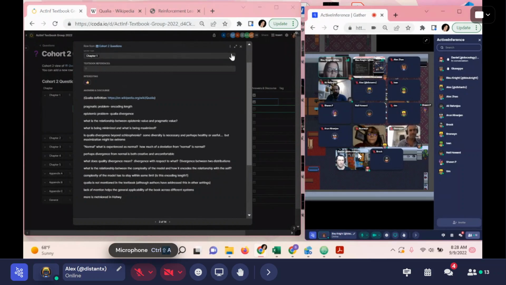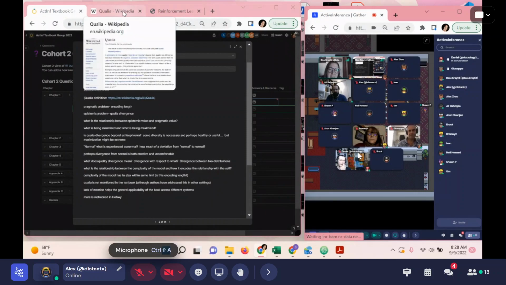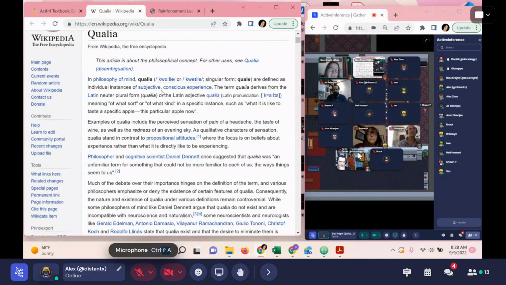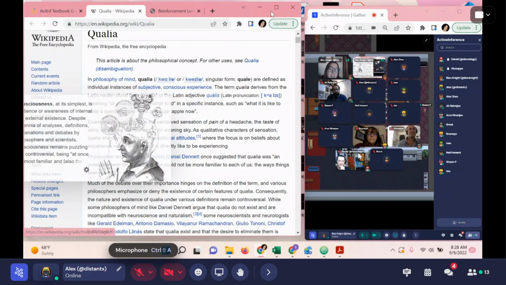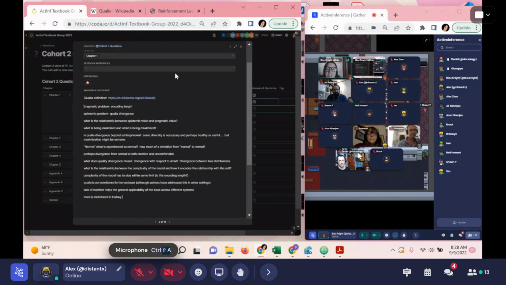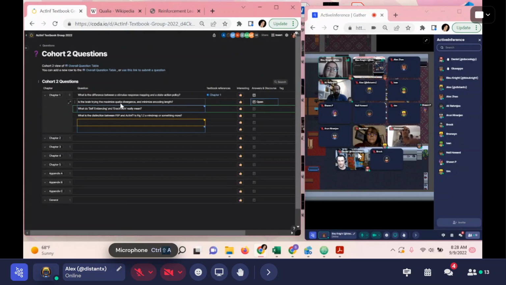Before we jump forward, I just want to stay on this question for a second. I looked up the definition of qualia here, and it's the individual instances of subjective conscious experience. Let's read the question again: is the brain trying to maximize qualia divergence and minimize encoding length? I was wondering if this is meant in an evolutionary sense, like, is this what the brain is trying to do across time, in deep time, from prehistory to now? We can move on though, because maybe self-evidencing is more addressed in the book than qualia divergence.